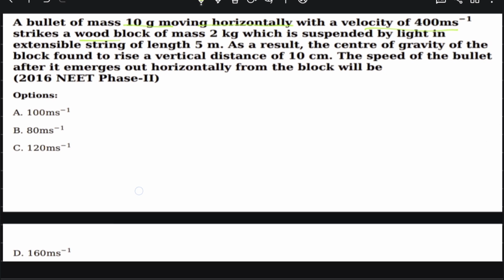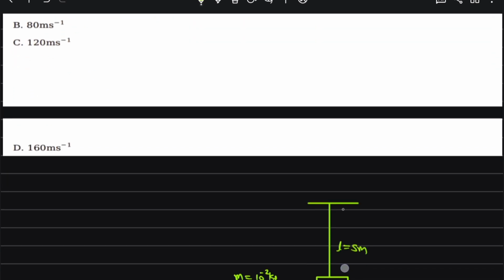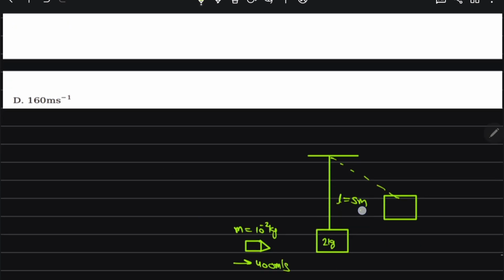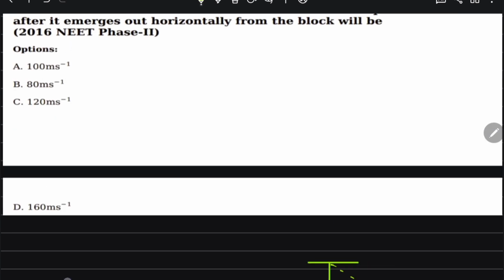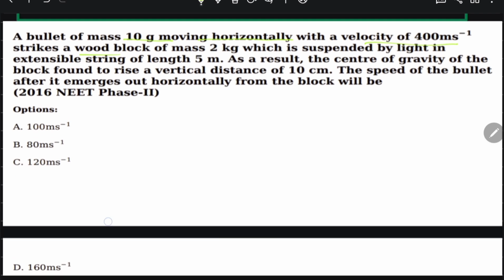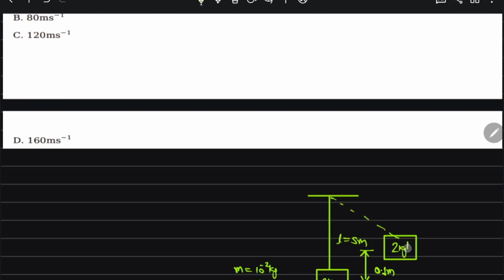As a result, the center of gravity of the block is found to rise to a height of, after striking it, 10 centimeter. 10 centimeter means 0.1 meter. And then this bullet comes out of it.